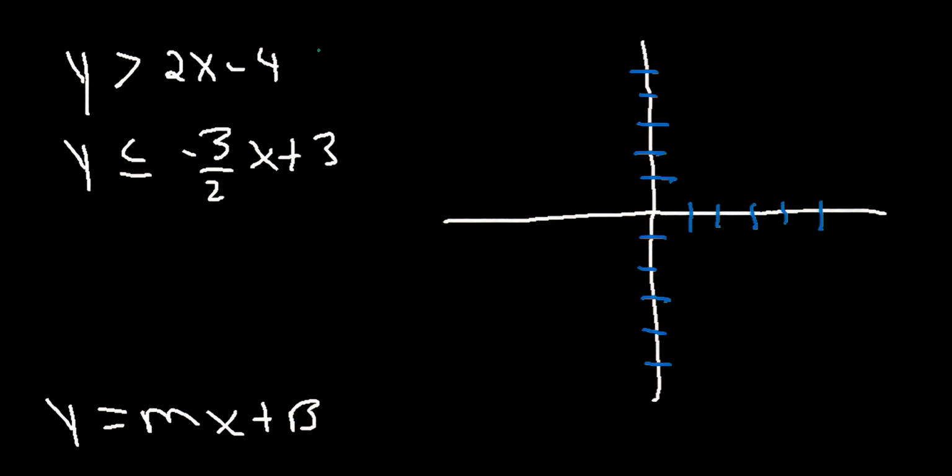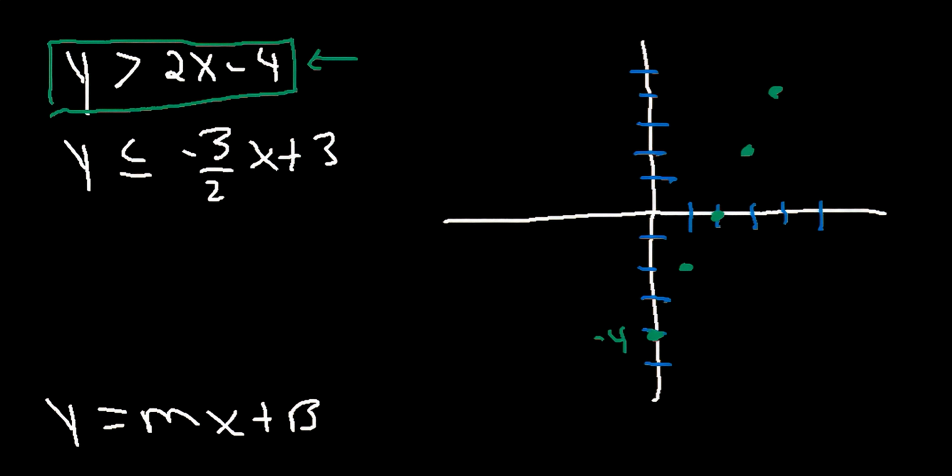So let's plot the first one. The y-intercept is -4, and the slope is 2. So every time we move 1 unit to the right, we're going to go up 2. 1 unit to the right, up 2. The slope is 2 over 1. And notice that y is greater than 2x minus 4, but not greater than or equal to. If it's just greater than, we need to use a dash line.